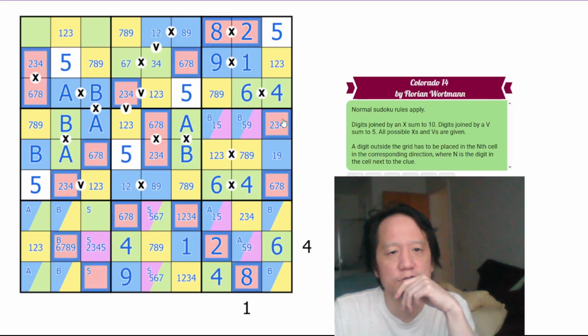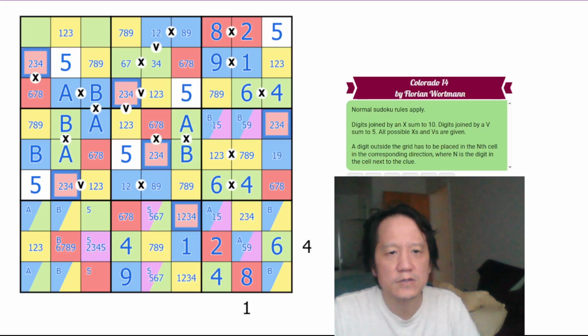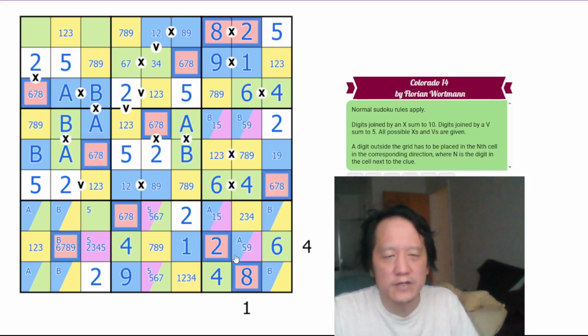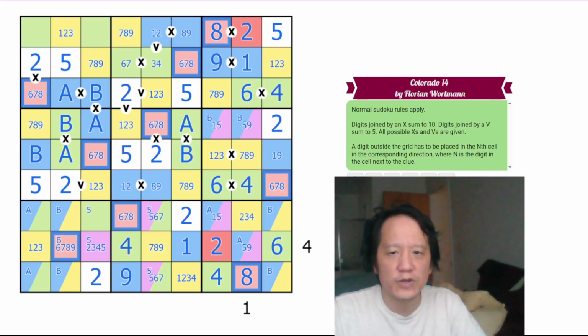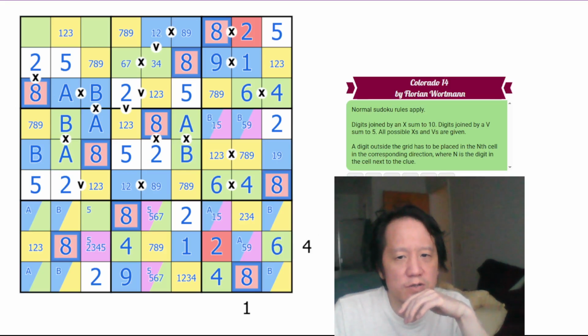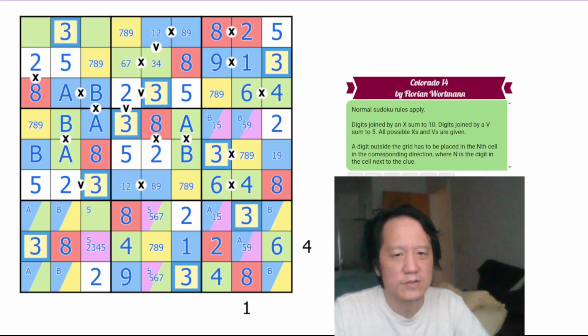All the low reds are 2s then. We'll just get rid of these. And it's this one. So these are all 2s, which means we can get rid of all those reds. That means all the highs have to be... High reds are 8s. That means the low yellows are all 3s. We can get rid of those then.